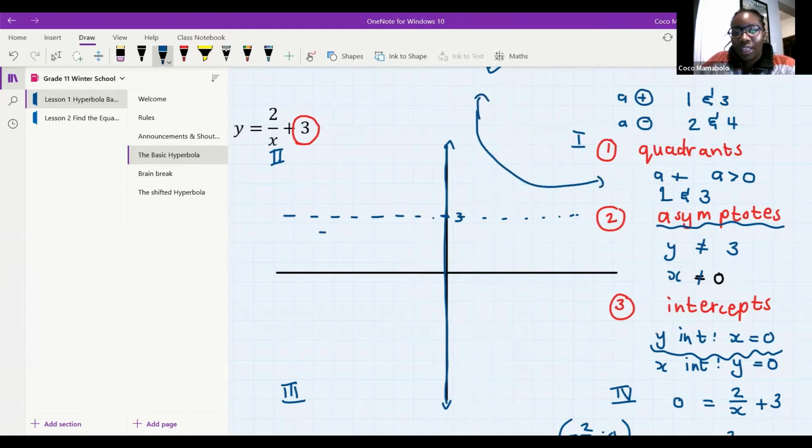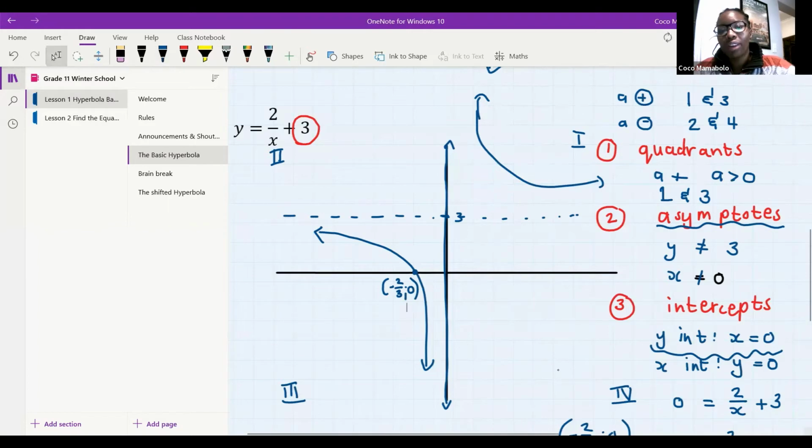And on this side, my graph looks like that. And this point here that touches the x-axis over there, that is the point -2/3 and 0. Okay. All right, guys, I hope this is helpful.